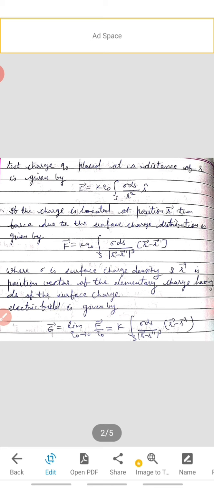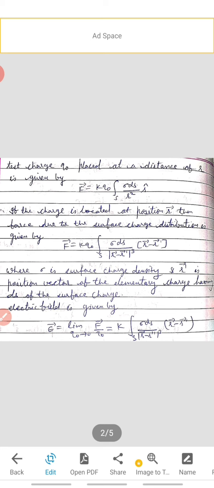Now, if the charge is located at position r, then force due to the surface charge distribution is given by F is equals to k q naught surface integral sigma ds divided by modulus of r minus r dash whole cube into r minus r dash. And here sigma is surface charge density.